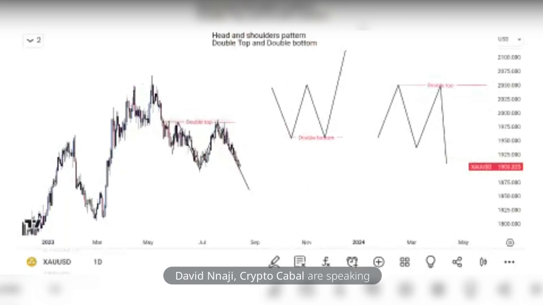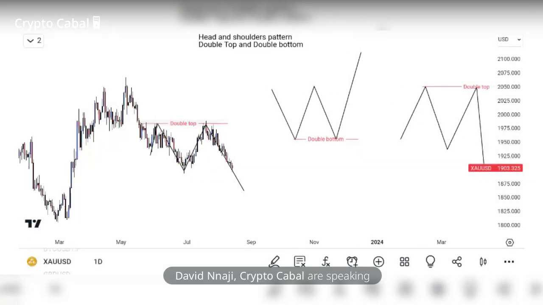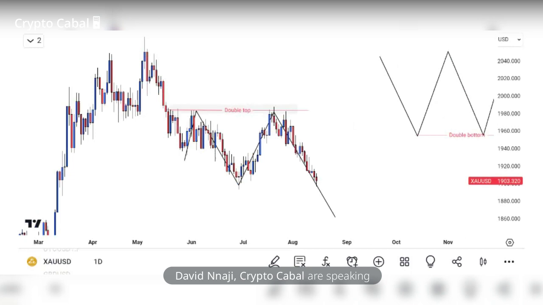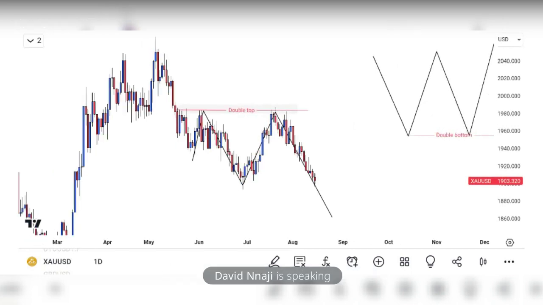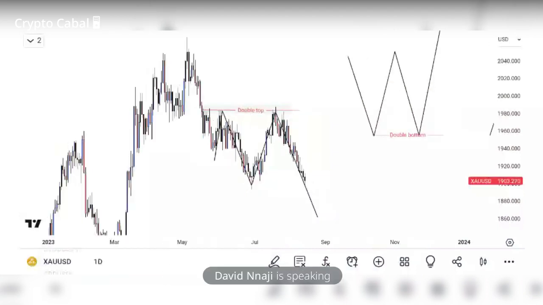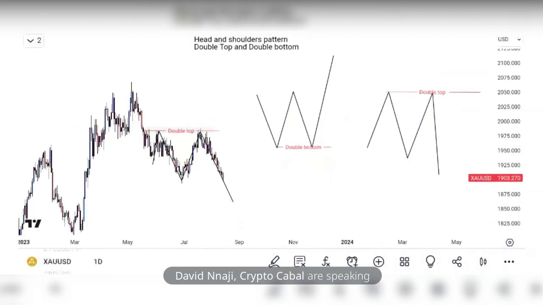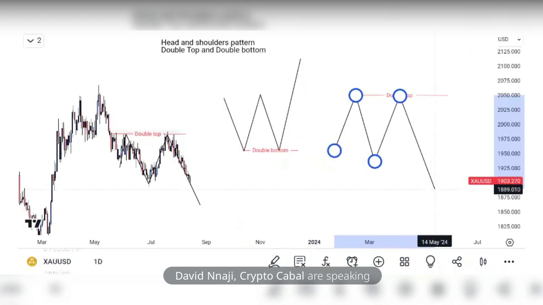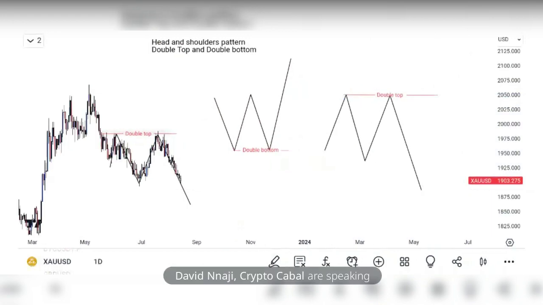Excuse me, before you go further, you mean these two patterns you're trying to explain, are they all showing a reversal movement? They are not all showing a downward movement. Now, the double bottom and double top are different.